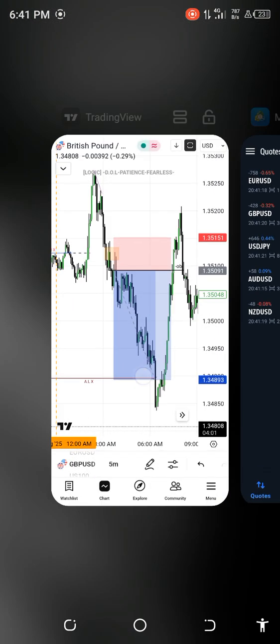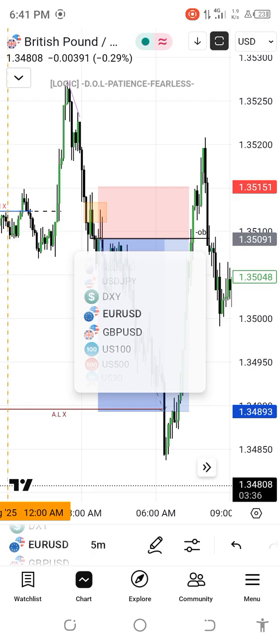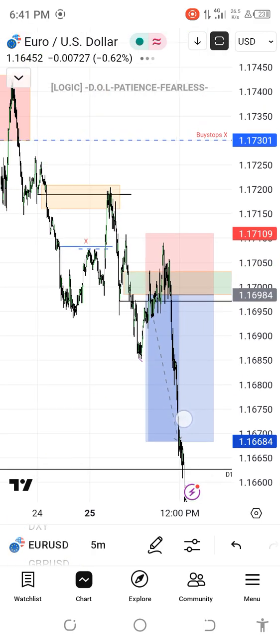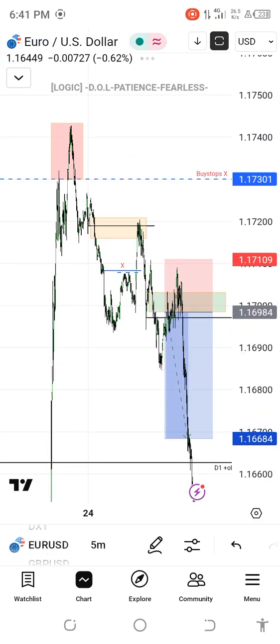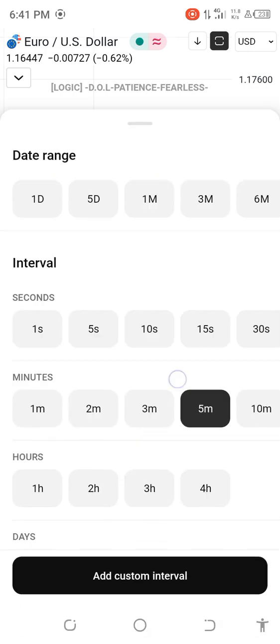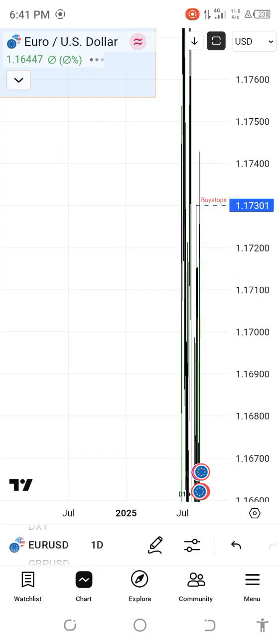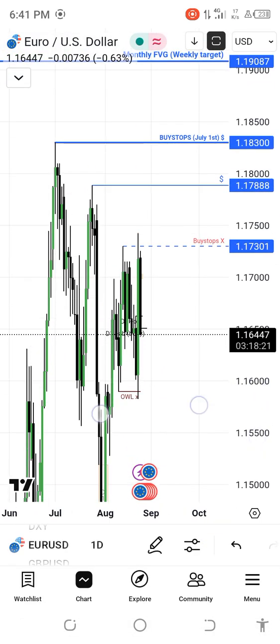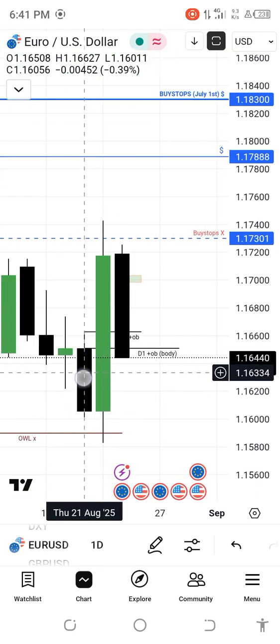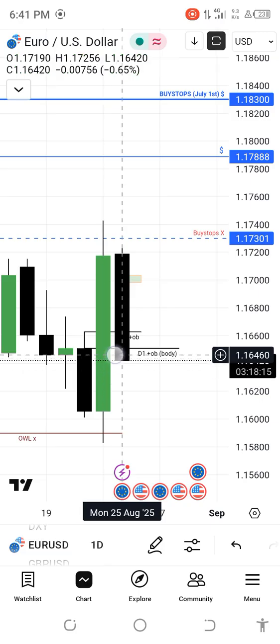So next is Euro USD. What made me take that trade on Euro USD? Euro USD, after taking out this buy side liquidity on the higher time frame, recall same narrative, same thing, just like GBPUSD, I was still using this daily time frame's order block as my draw on liquidity.